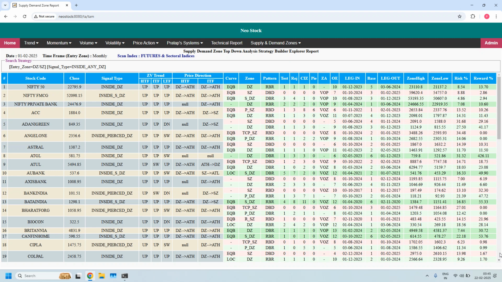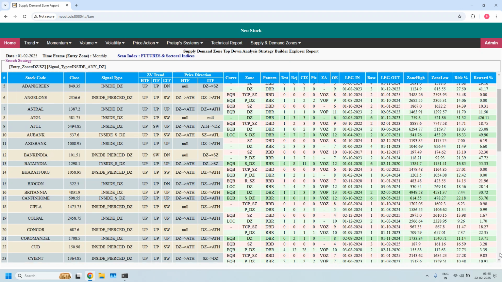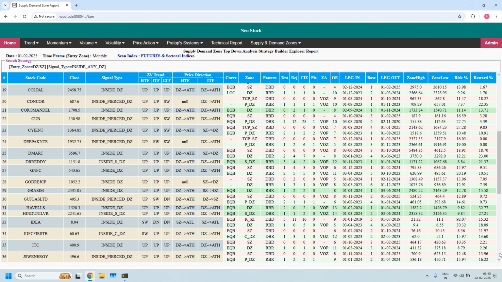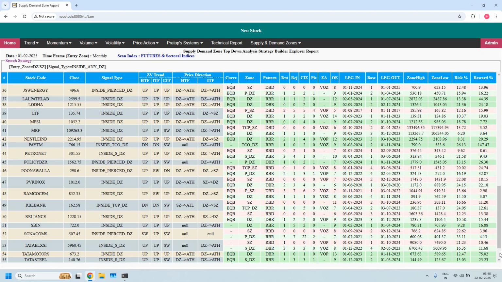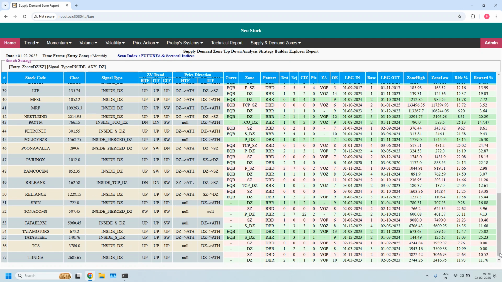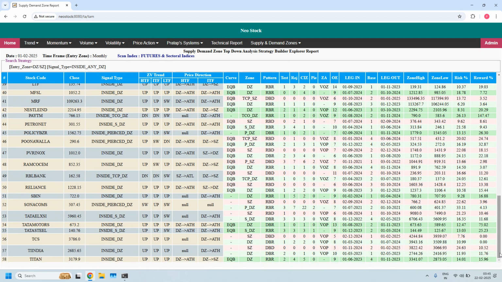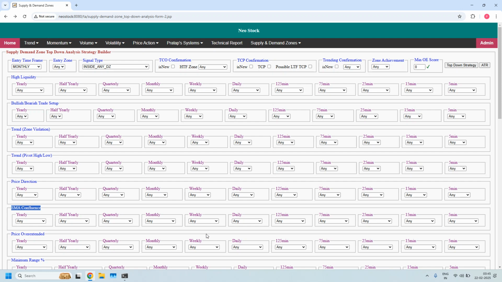I'm scrolling the list down. So total 58 stocks are filtered where price closed inside the monthly demand zone. We can further filter this list based on the monthly demand zones having monthly EMA Confluence. So let me set the filter. I am going back in the EMA Confluence.